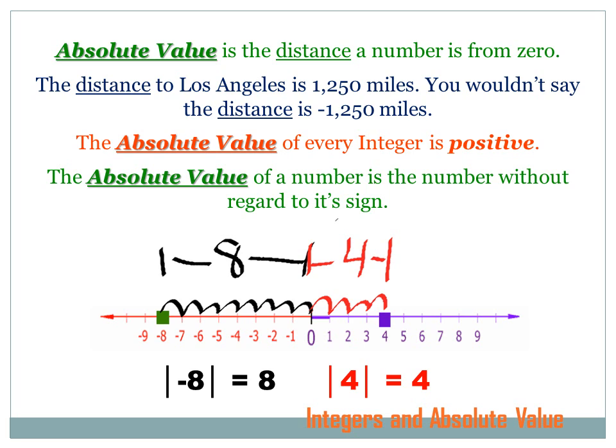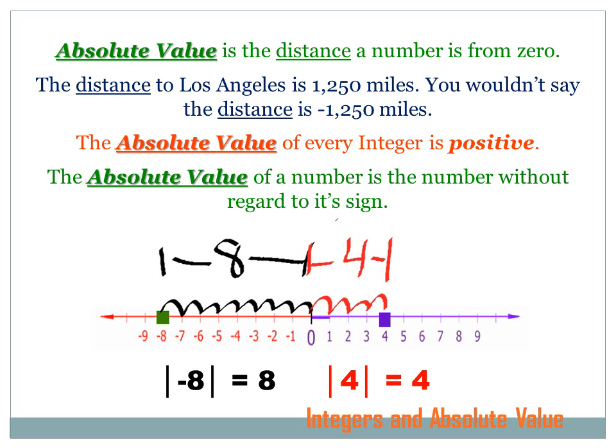Absolute value is the distance a number is from 0. Well, what's that mean? Let's look at the number line at the bottom. I've plotted in green where -8 is. How far is -8 from 0? -8 is 1, 2, 3, 4, 5, 6, 7, 8 units from 0. So the absolute value of -8 is the distance from 0, or 8 units.